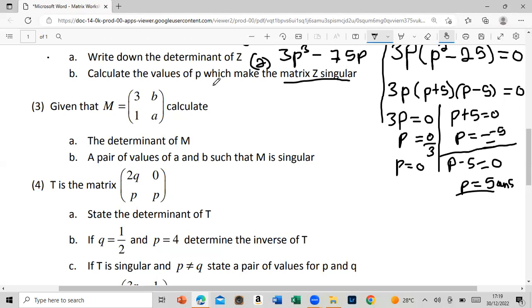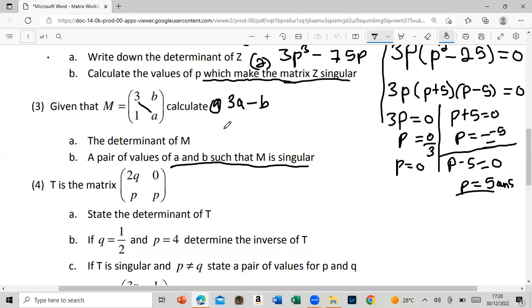It says, given that M is equal to 3B1A, calculate the determinant. As we said, the determinant is just AD minus BC, so that's 3A minus B. That's the determinant, all right? So this would be A, 1 times B is going to be B, and remember, minus is a part of the formula. And part B says find a pair of values of A and B such that M is singular.